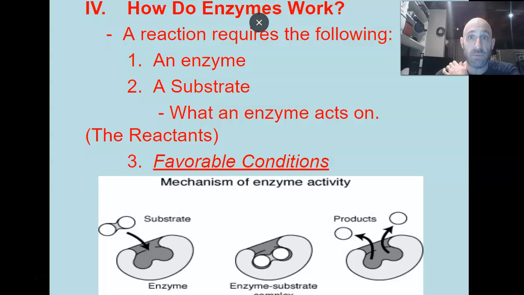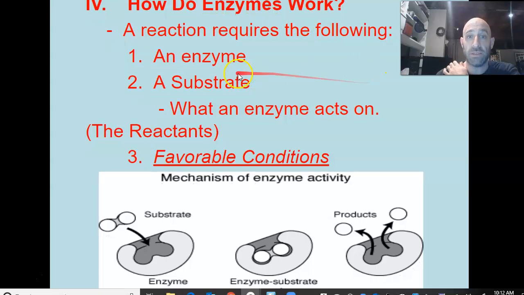Okay, so how do enzymes work? You need the following things. You need an enzyme. Obviously, in order for an enzyme to work, you need an enzyme. You need something called a substrate. And the substrate is what the enzyme acts on. That's the reactants. Those are the things that go in. And then you also need favorable conditions. It needs to be the right pH, and it needs to be the right temperature, and it needs to be the right environment.